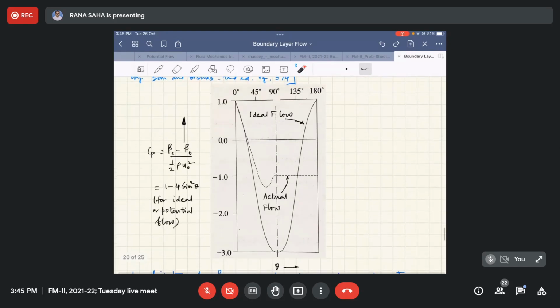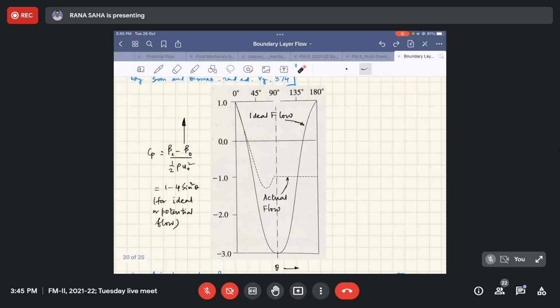So this was the CP variation, or CP plot, with respect to theta, for one portion, one hub actually, 0 to 180 degree as it is shown. It will be repeated for the next hub.